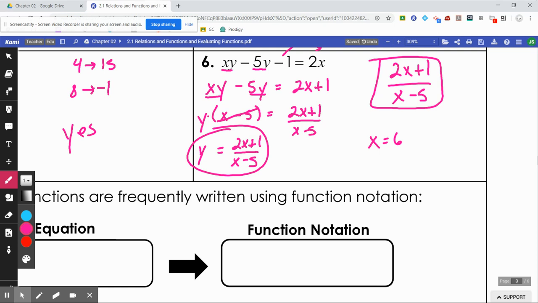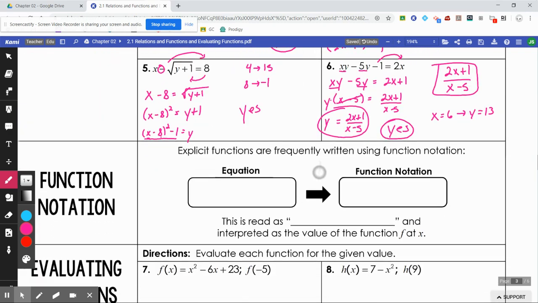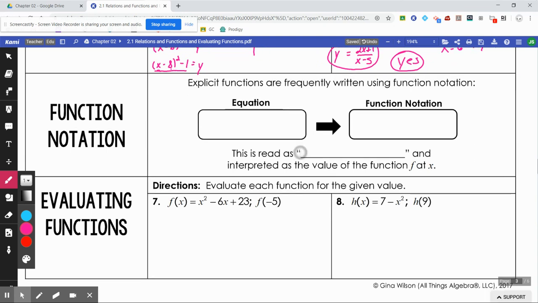You had 13 over 1, which was 1. Or 13, excuse me. 13 over 1, which is 13. There's not going to be two different answers here. So yes, this will be a function. If you're able to put in an x value and only get one y value out, because again, a function is when each x is paired with only one y.